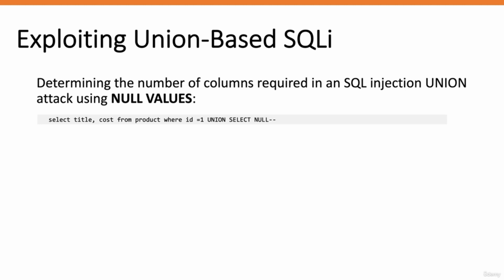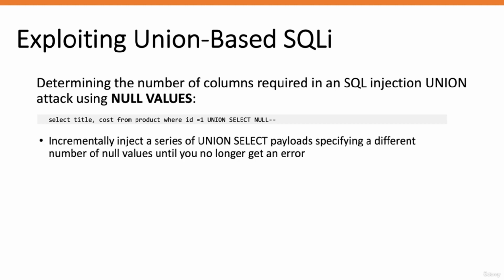So again, let's take the example of a query that selects the title and the cost from the product table where ID is equal to 1. Then you say UNION SELECT NULL, and then dash dash for a comment character. Because using the UNION operator requires that this query has the same number of columns as the first query, if you don't use the same number of columns, you will get an error.